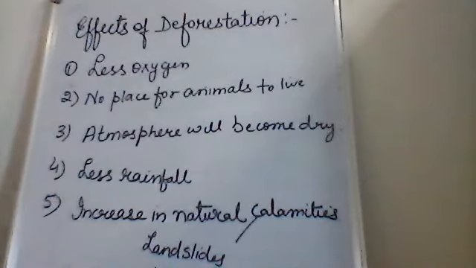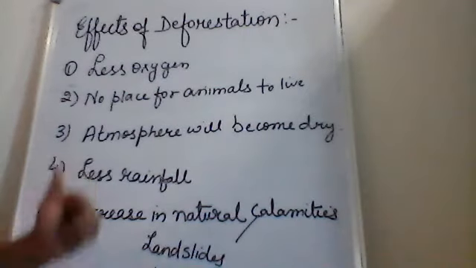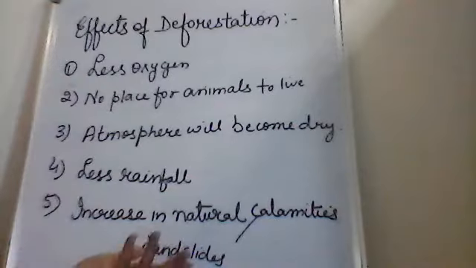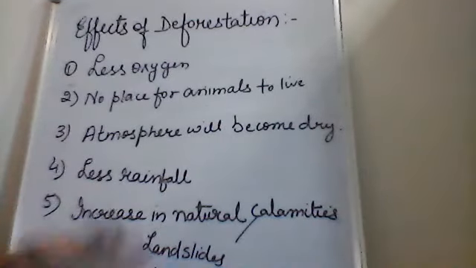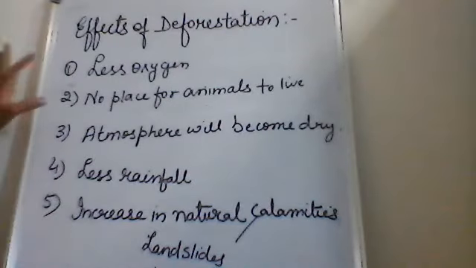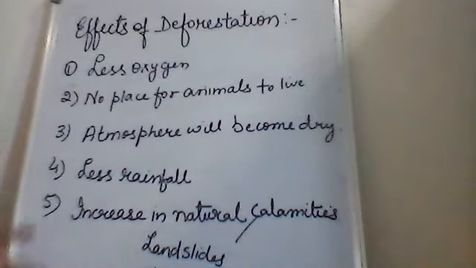Trees provide oxygen to us, and in the absence of trees, the amount of carbon dioxide in the air will increase. Animals and human beings will have difficulty in breathing. Now there will be no place for animals to live, because if we are cutting down trees, where will birds make nests? So animals will also have a problem with their shelter.